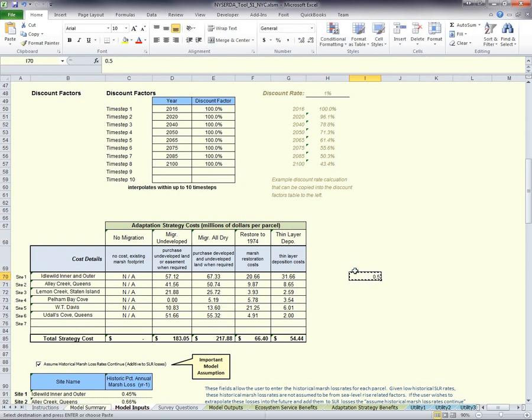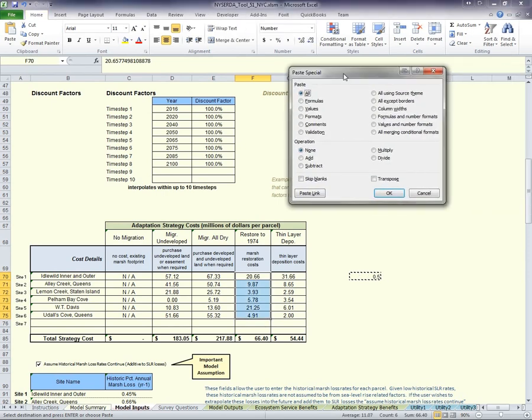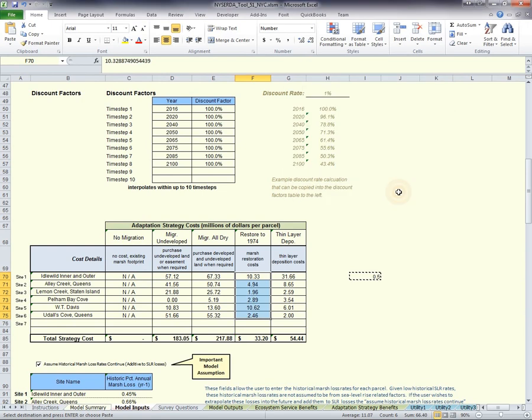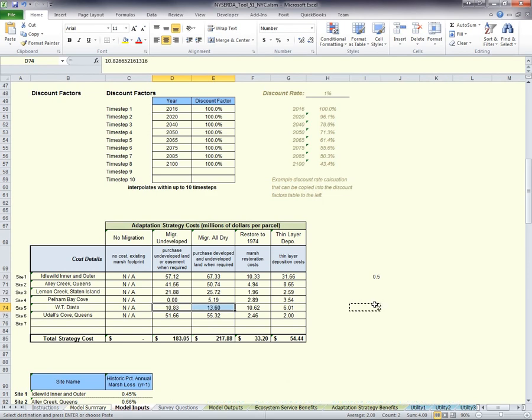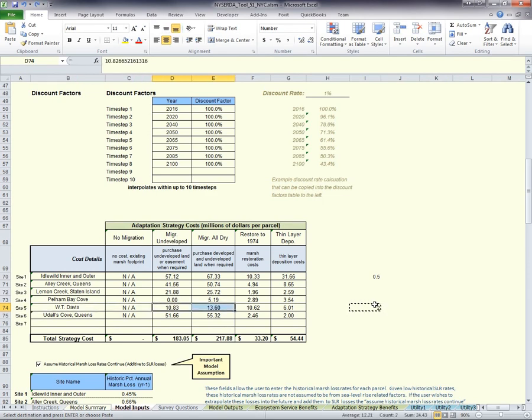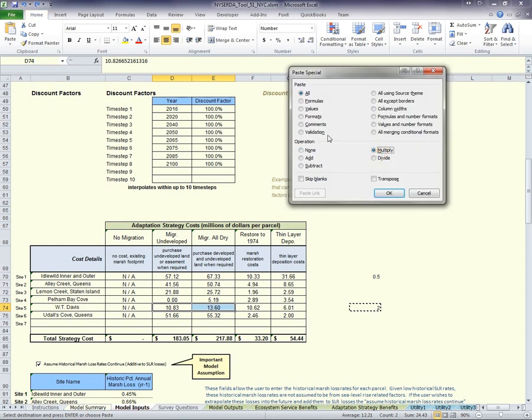type 0.5 in one box and then paste special, multiply, and values over onto that. And that will give me half the cost that we had previously. It also suggested that W.T. Davis, that the purchase and restoration costs will be double. So to do that, I'm going to do a very similar process. I'm going to type 2 into a box, copy it, and paste special as values. Oops. I'll try that again. Paste special, multiply as values.